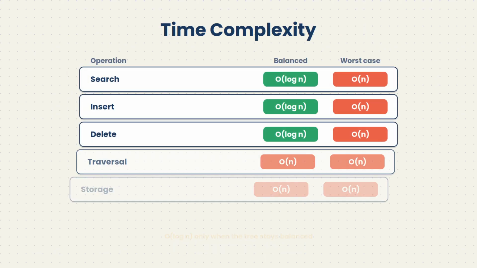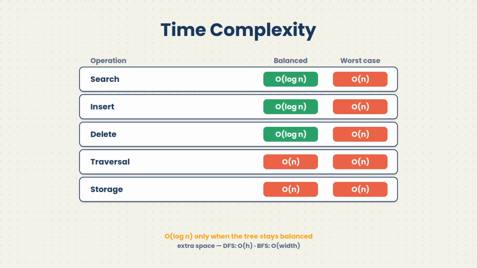The numbers together. In a balanced binary search tree, search, insert, and delete are all order log n, wonderfully fast. In the worst case, an unbalanced tree, they degrade to order n. Any full traversal is order n since you must touch every node, and the tree uses order n space. The headline: a binary search tree is fast only when it's balanced. Keep it balanced and order log n is yours.